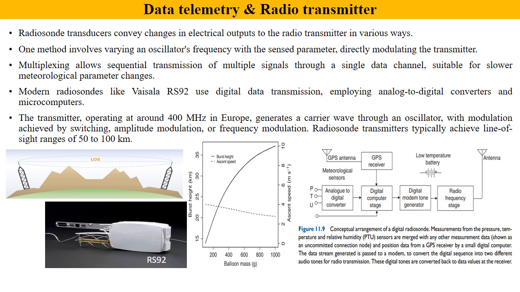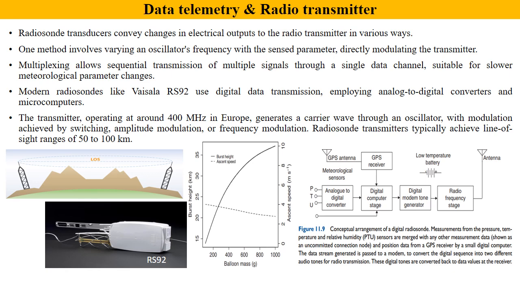Here you can see a graph in which the balloon mass versus the burst height is given. If you increase the balloon mass from 100 grams to around 1000 grams, you are able to get a height of around 35 kilometers, whereas the ascent speed goes from around 4 meters per second to around 2.5 meters per second.